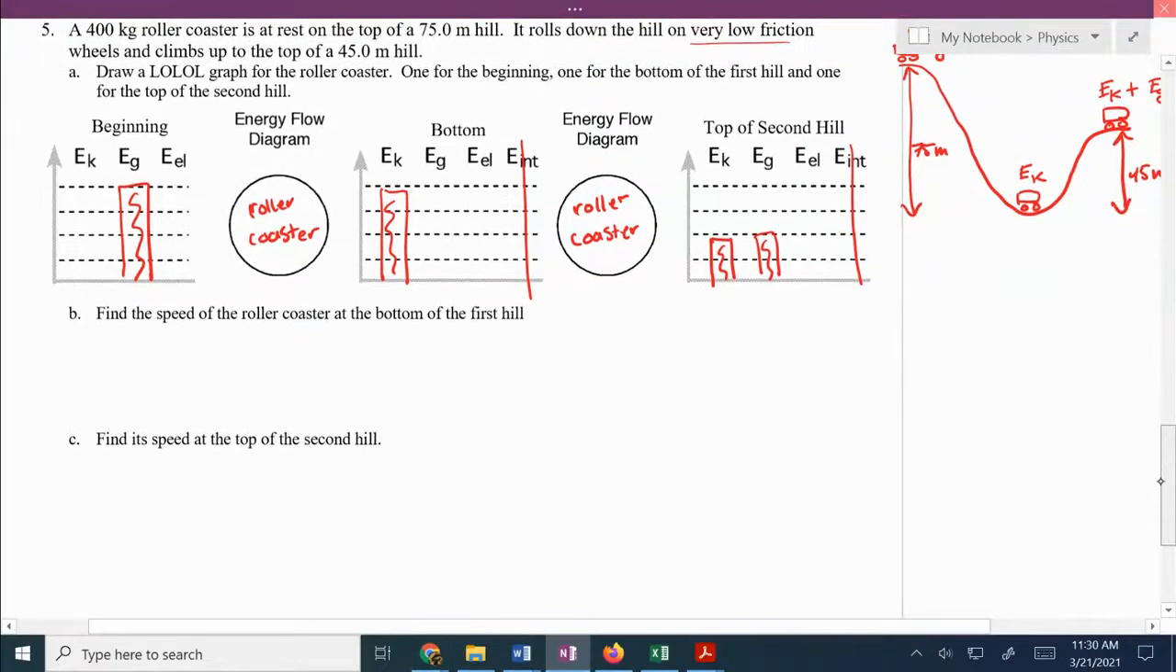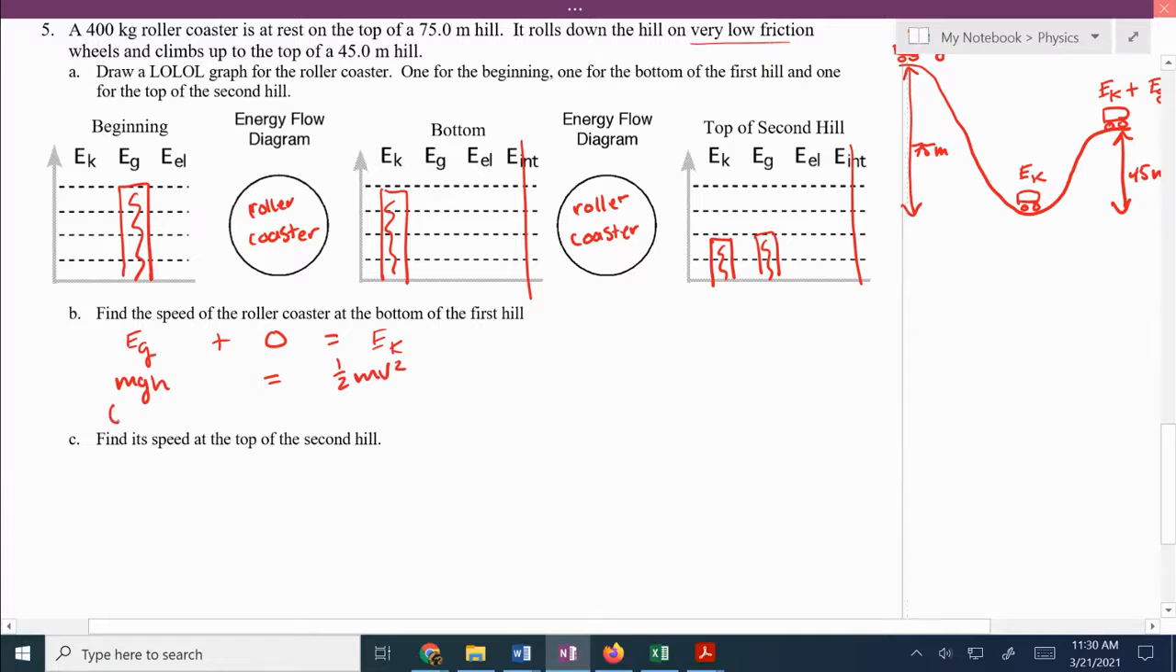So looking on to the right, looking at part B here, find the speed of the roller coaster at the bottom of the hill. So we can just take a look at these first two here. Using these to set up the equation, the first two meaning the beginning and the bottom. We know that we start out with gravitational energy. We know that we don't add or subtract any energy. And we know that at the end we have kinetic energy. So mgh is equal to 1/2 mv squared.